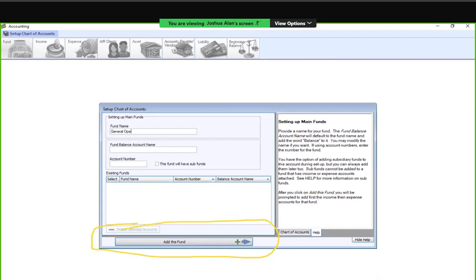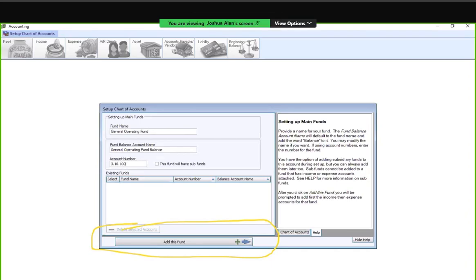So we're going to call this general operating fund. I tab down, it adds the word balance. Perfect. I tab down and it enters. Now it's going to set up an account that starts with the number 3. The leading digit's already in there, so I just have to now do one. I'm going to set mine as 10.100.